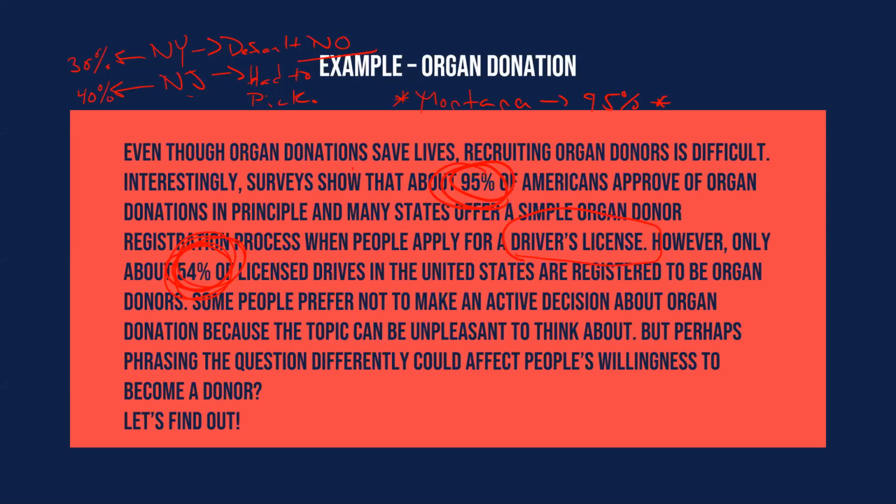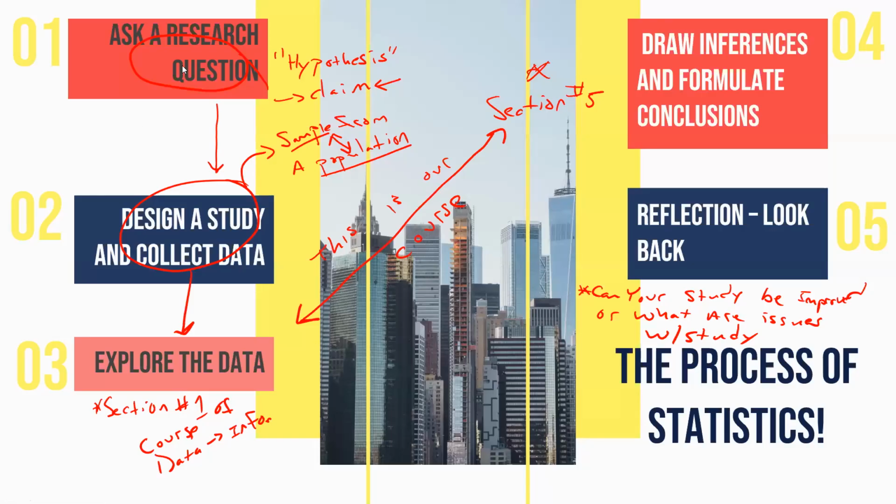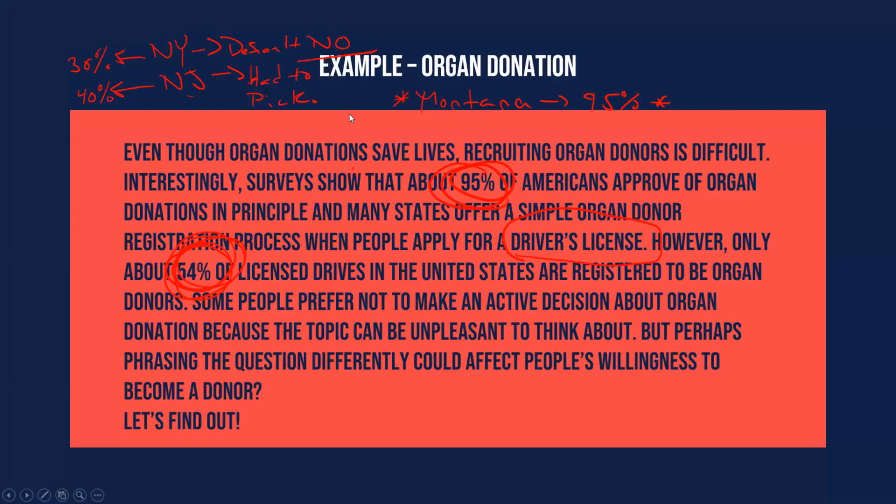So here's what we're seeing. Okay. New York and New Jersey choose or recruit organ donors differently. Okay. So here's a hypothesis. So going back to the process of statistics, we're going to ask a research question. Okay. And here's the research question. Could phrasing the question differently affect people's willingness to become an organ donor?